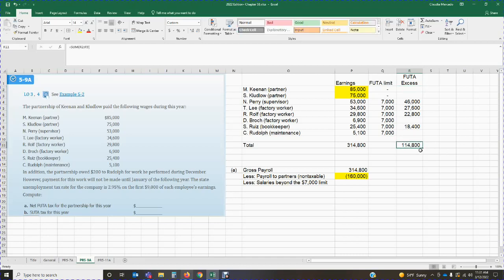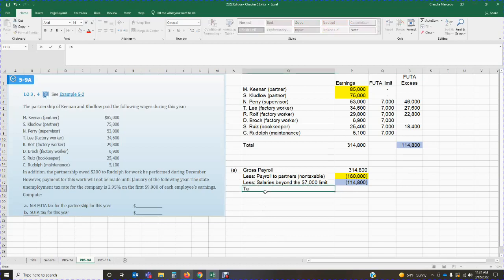So the amount that is in excess of my FUTA limit is 114,800. So I'm going to subtract that. I'm going to subtract the salaries beyond the $7,000 limit. This is my excess. So I'm going to highlight that in another color, that way you know how I got that. And I'm subtracting them because I want to calculate my taxable payroll, which is what I'm going to do next.